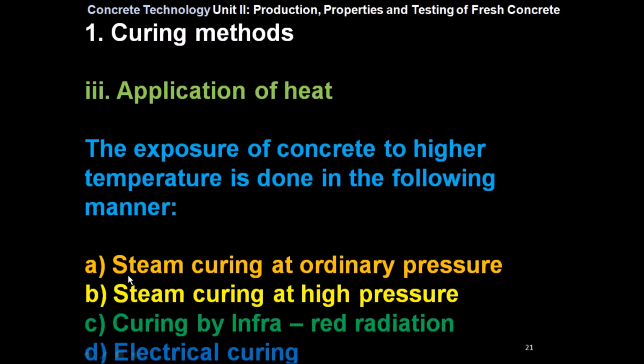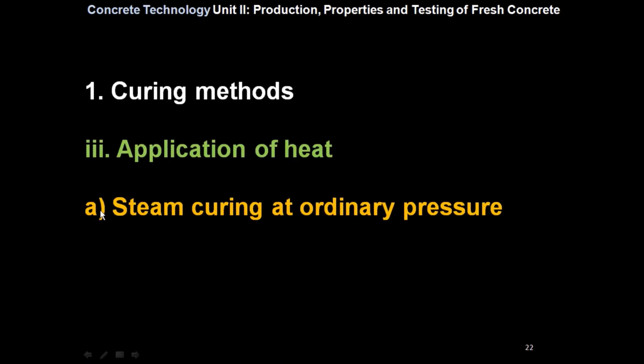The exposure of concrete to higher temperature is done in the following manner. First, by steam curing at ordinary pressure. Second, steam curing at high pressure. Third, by curing by infrared radiation. And fourth, by electrical curing. First, we will see the steam curing at ordinary pressure. This is one of the methods in the application of heat.